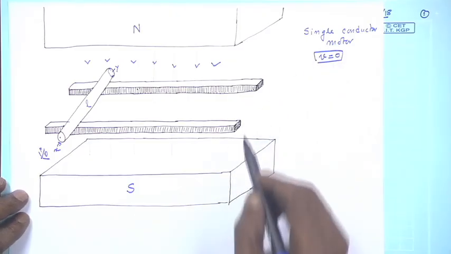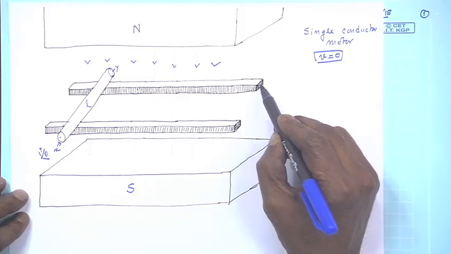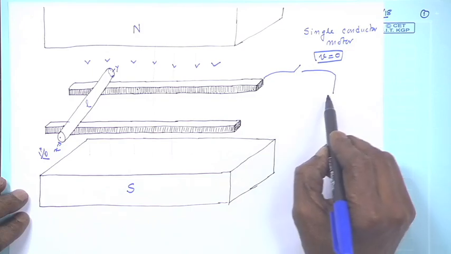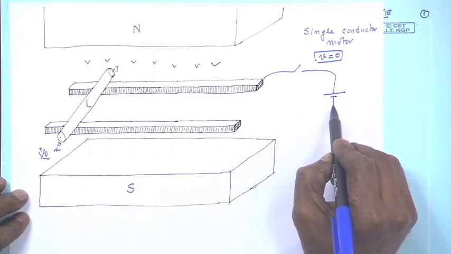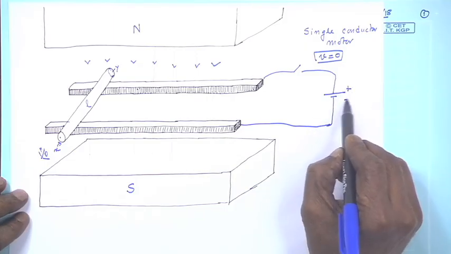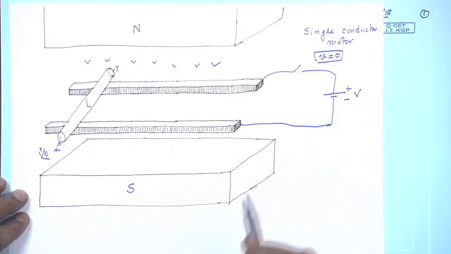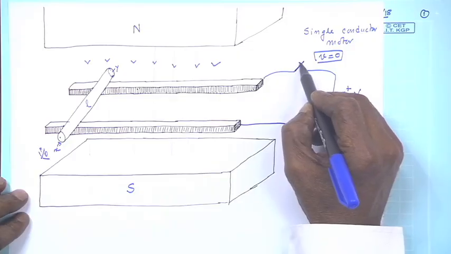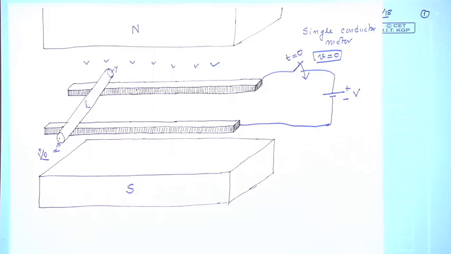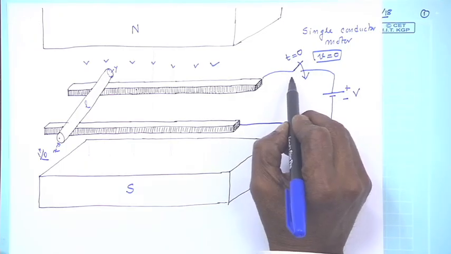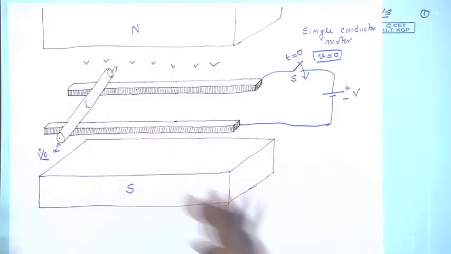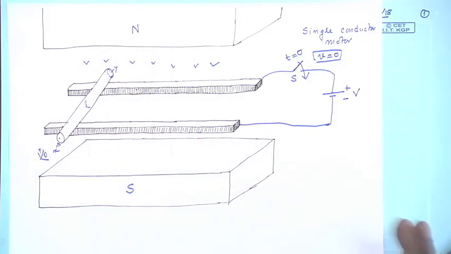Now, also what I have done is this: in these rails I have connected a switch and then suppose a battery like this, and the battery voltage is capital V. So, the switch is closed at t equal to 0. I start counting my time from t equal to 0. Before the switch was closed, it was open, no current was flowing, and this conductor will remain stationary forever.